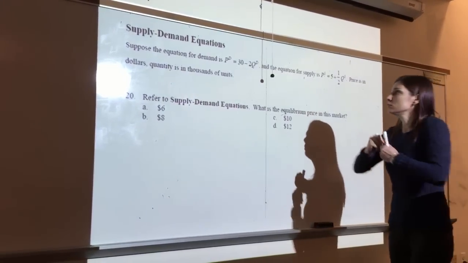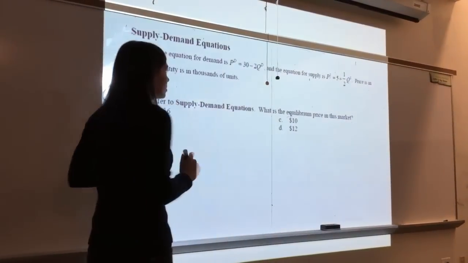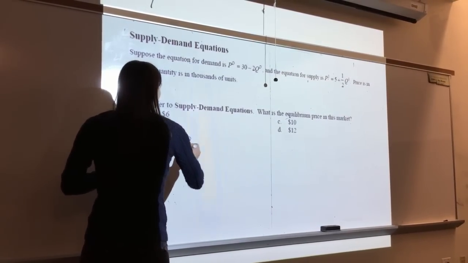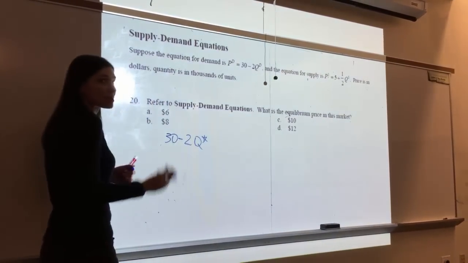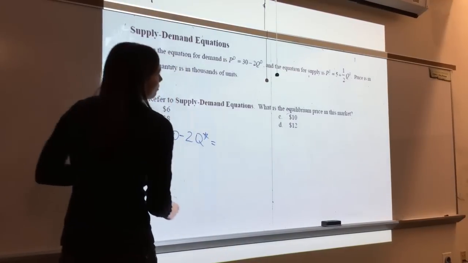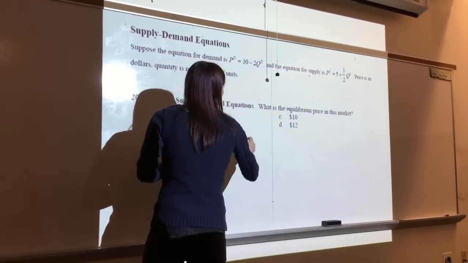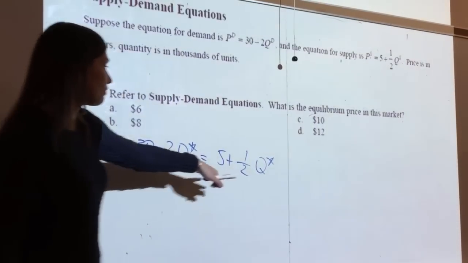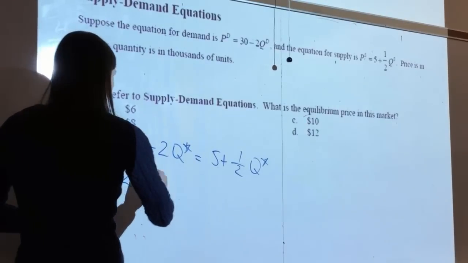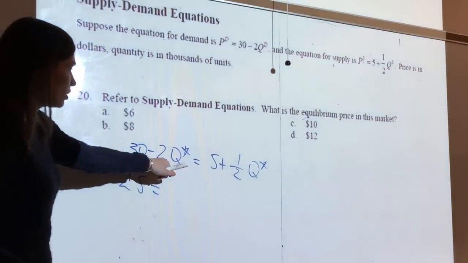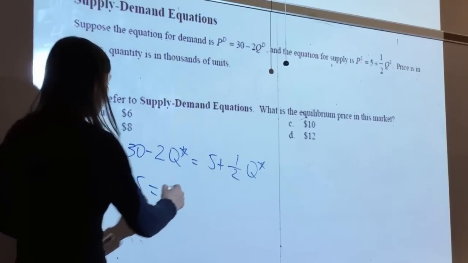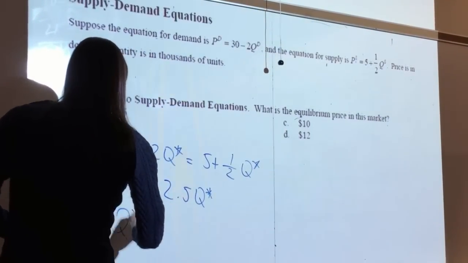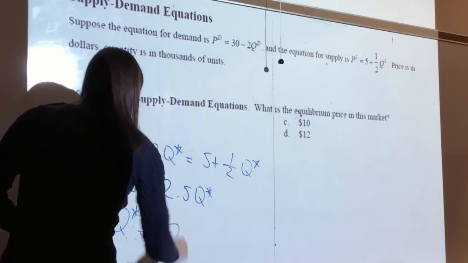Set them equal to each other, because we know at equilibrium the prices are going to be the same, the quantity is going to be the same. So basically 30 minus 2q, and I can call this q star because that's an equilibrium, equals 5 plus 1/2 q star. Right, so the 5 goes to the left. We have 25 equals, this goes to the other side, so 2.5 q star, or q star equals 10.